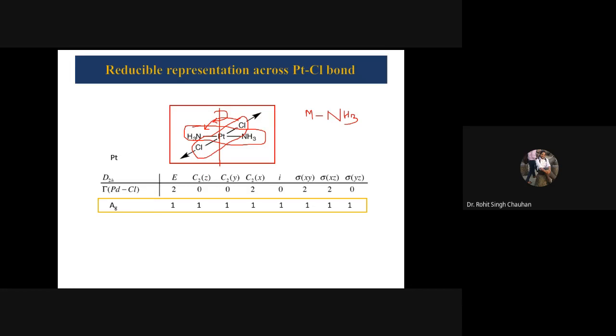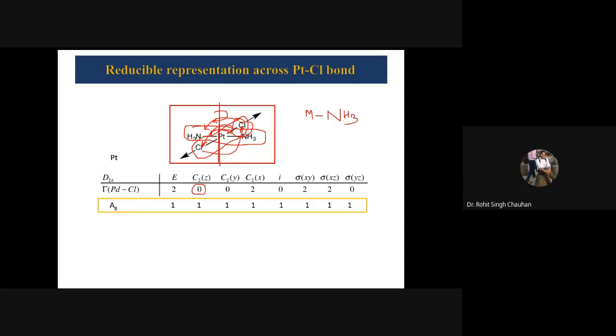Because in case of C2 the angle of rotation should be 180, and if you rotate, what is this angle? This is 90. So this Cl and this ammonia are not going to be shifted with respect to the C2 axis. If you rotate about the C2 axis along Z in this direction, what would happen? This Cl is going to be shifted over here and this Cl is going to be shifted over here. So both bonds are shifted during C2Z. That's why the contribution I have made here is 0.